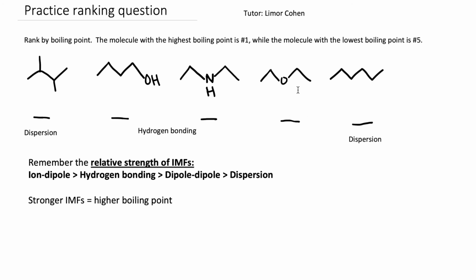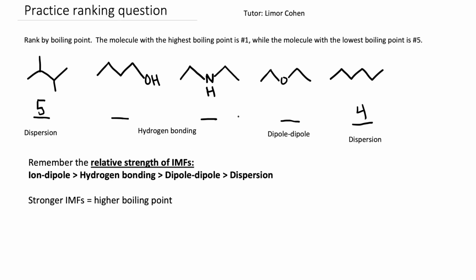This molecule here has polarity because it has an oxygen, but there are no hydrogens bound to this oxygen, so it only has dipole-dipole forces. Since dispersion forces are the weakest, these two molecules will be 4 and 5, so deciding between them, these molecules both have 6 carbons, but this molecule is a branched carbon chain compared to this one, which is just straight. Branching decreases surface area, which decreases the dispersion forces, making this have a lower boiling point. So this will be number 5, and this here will be number 4.